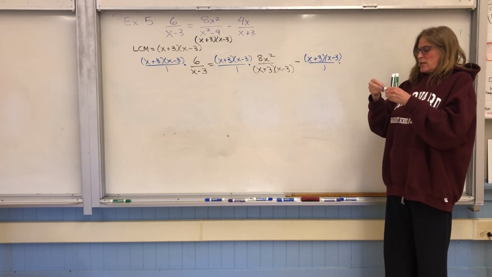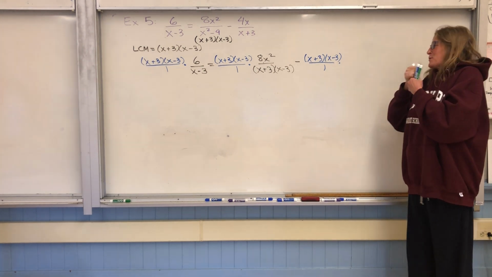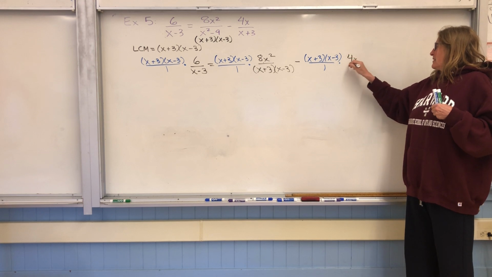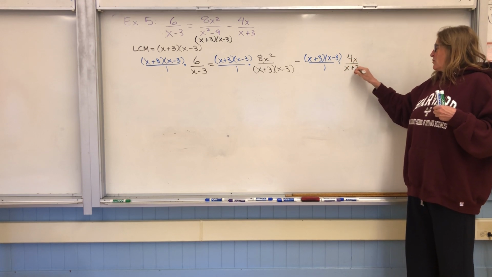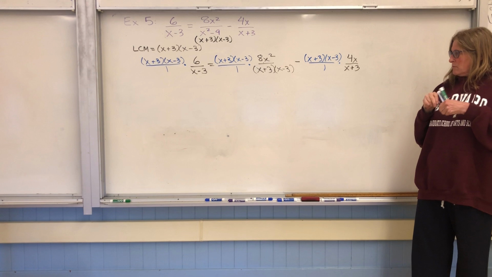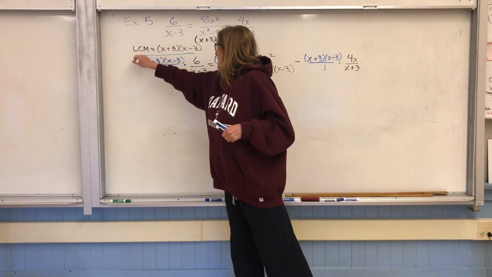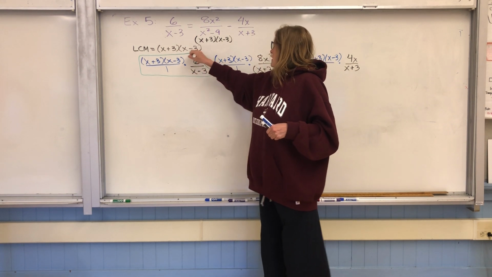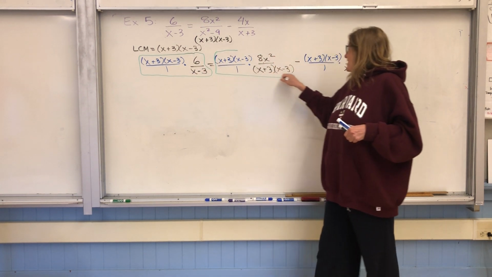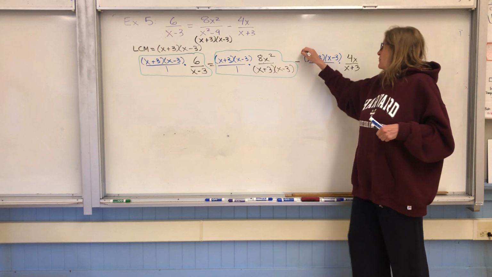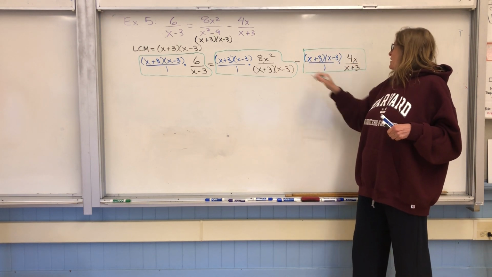Times 8x squared. Sorry, times 4x over x plus 3. Okay, so this one's kind of much more annoying. But again, I'm going to put rectangles around these little multiplication problems that I created. And to be honest, my favorite part is the reducing part. This isn't really a rectangle, sorry, a little shape here.